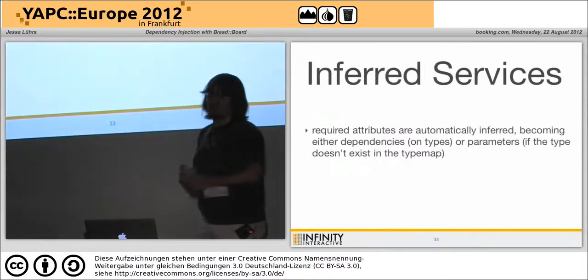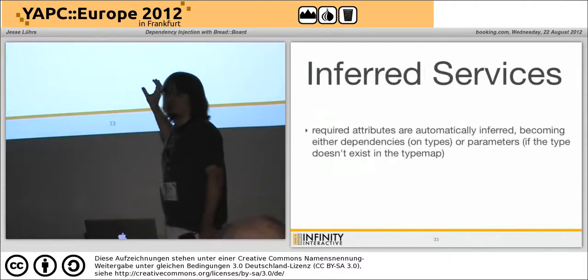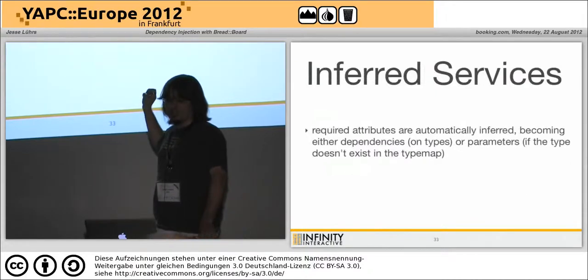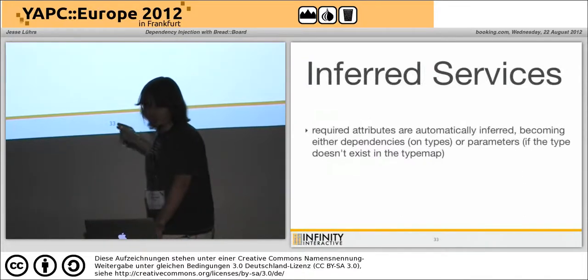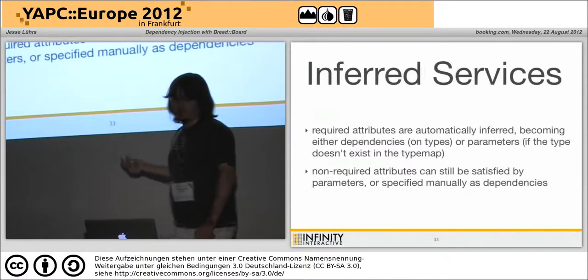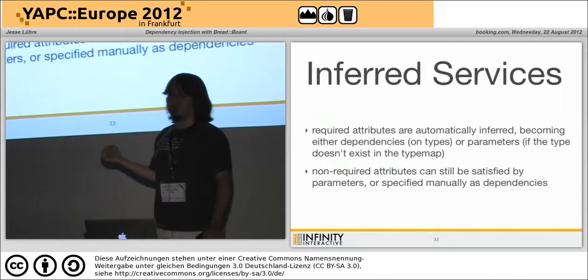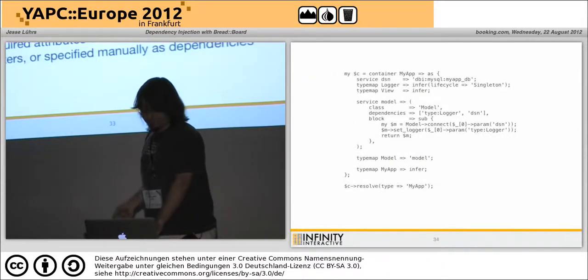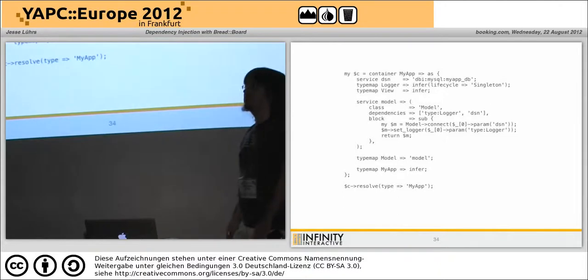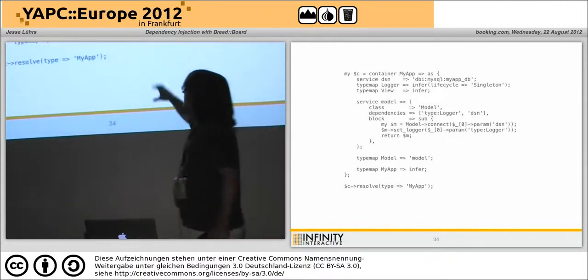The way this works is that any attribute that is required in your classes, when you use the type inference, automatically becomes a dependency, or a parameter if it's not in the type map. This way you can specify it later. Non-required attributes are available to be specified as a parameter. And you can also manually add them to the dependency list if you want them to actually be a dependency. And so if you want to rewrite that original example using type maps instead, this is a lot simpler structure. The application object is just automatically figured out.